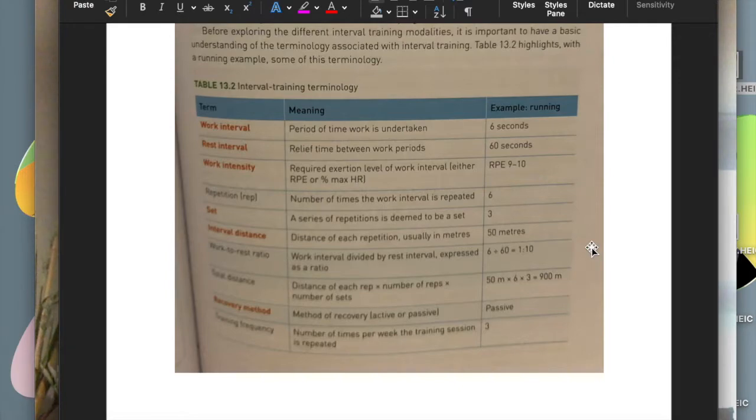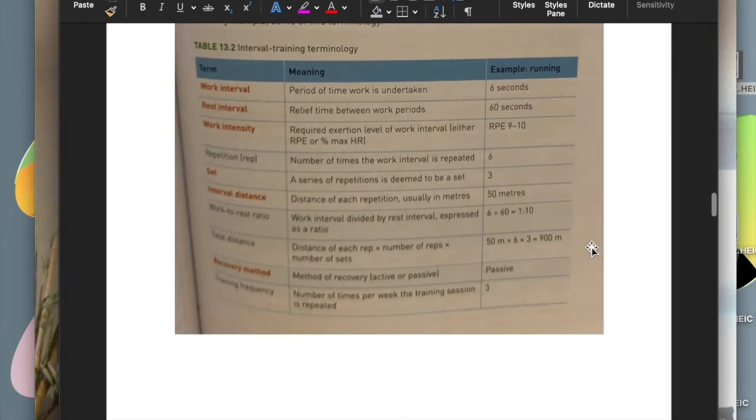Sometimes this can be for distance and sometimes it can also be for time, but again, that's that blend that confuses us with fartlek. So the work to rest ratio, don't need to go through this because it's something that we've spoken about in detail so far.